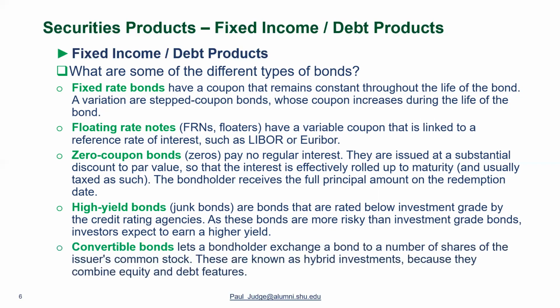And then there's convertible bonds. A convertible bond lets the bondholder exchange the bond for some number of shares of the issuer's stock. So a convertible bond is a bond that, let's say you have a corporate bond issued by a private corporation. A convertible bond at maturity would let the investor convert the bond to shares of stock. This is a hybrid investment, and they're usually combined with other strategies.